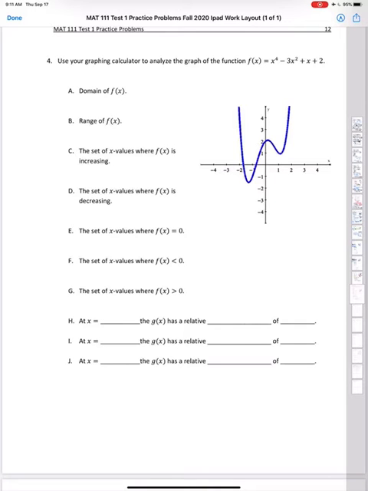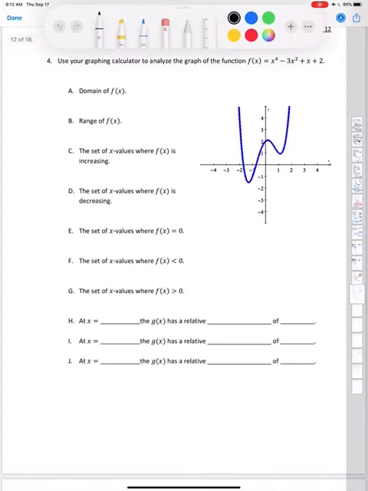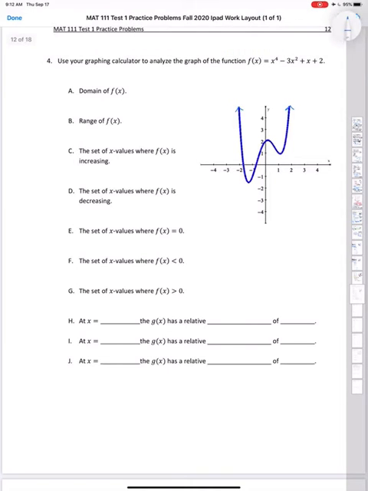So in this example, it says use your graphing calculator to analyze the graph of the function f of x equals x to the fourth power minus 3x squared plus 2. Well, we've got this degree 4 quartic polynomial, and you can see they've got a quick sketch of the graph already over here. But let's go ahead and get our TI calculator out and get a good picture of this function. So go ahead and grab your TI.